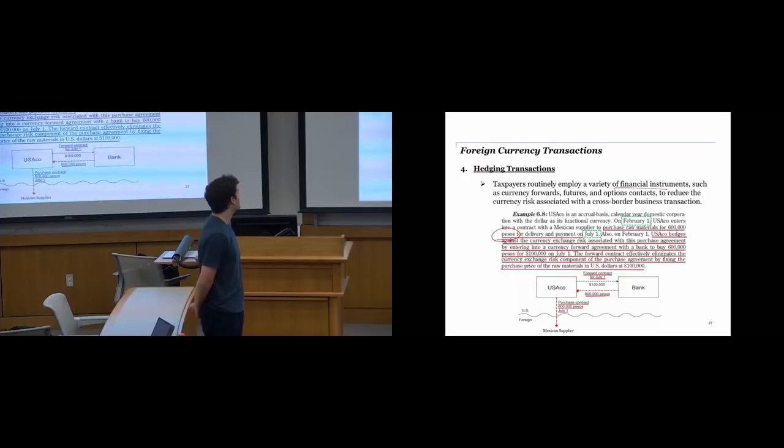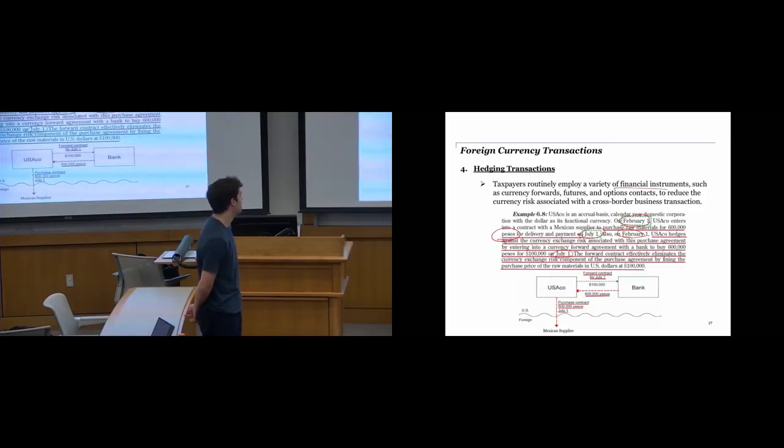Also on February 1st, USA Co hedges against the currency exchange risk associated with this purchase agreement by entering into a currency forward agreement, just an option, with the bank to buy 600,000 pesos for 100,000 USD on July 1st. So there's important dates here. This February 1 is when I enter into the transaction in pesos. February 1, good fact. I also enter into the forward contract, currency forward contract, and both of them settle on July 1.